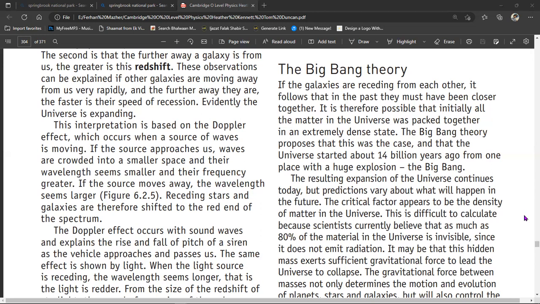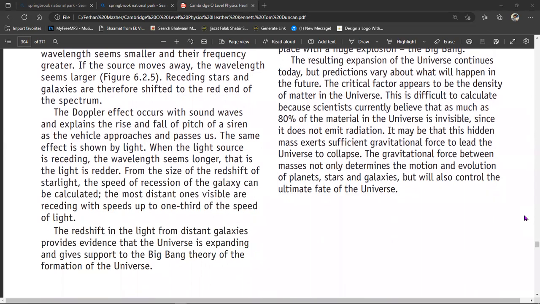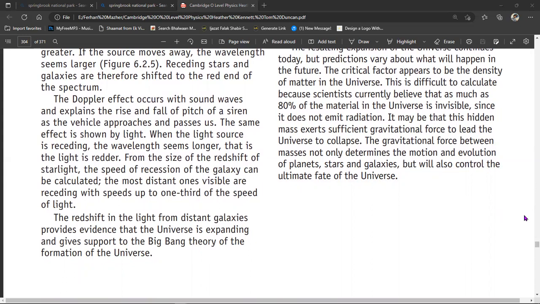The critical factor appears to be the density of matter in the universe. This is difficult to calculate because scientists currently believe that as much as 80% of the material in the universe is invisible since it does not emit radiation. It may be that this hidden mass exerts sufficient gravitational force to lead the universe to collapse. The gravitational force between masses not only determines the motion and evolution of planets, stars, and galaxies, but will also control the ultimate fate of the universe.